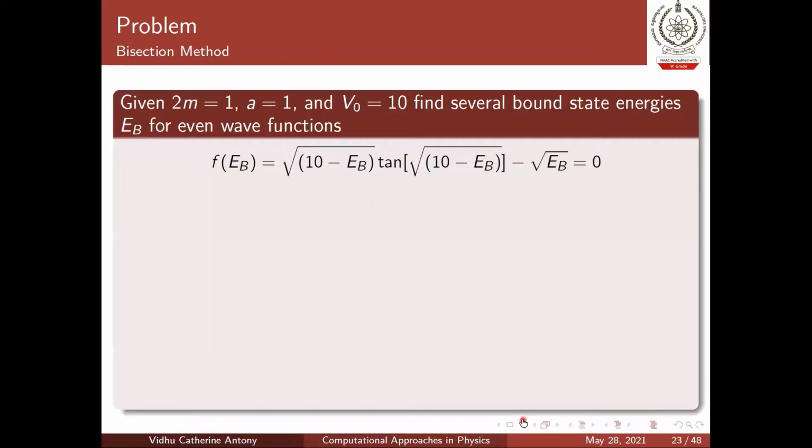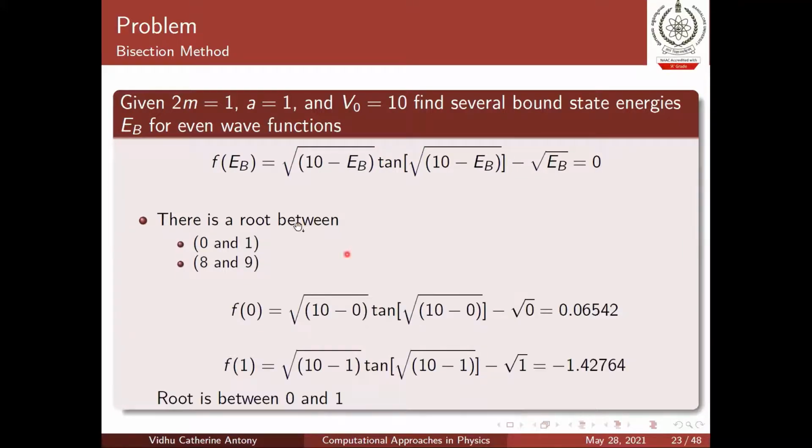Okay. So once you've done the plotting and you've got an approximate idea that it is between 0 and 1 and it's between 8 and 9, then you know what to do. You've done this bisection method a lot of times. So there is a root between 0 and 1. There is a root between 8 and 9. I'm going to be sticking to 0 and 1. Okay. So 8 and 9, I'd probably give it to you as homework. You can try that out.